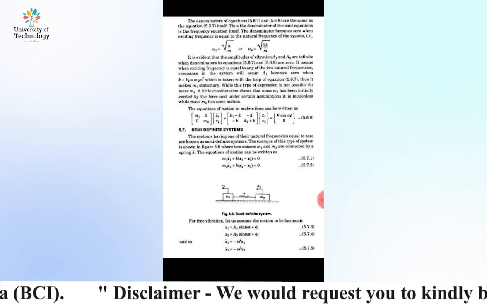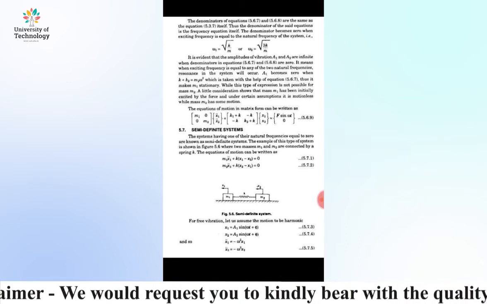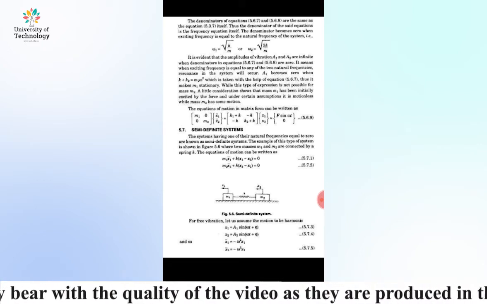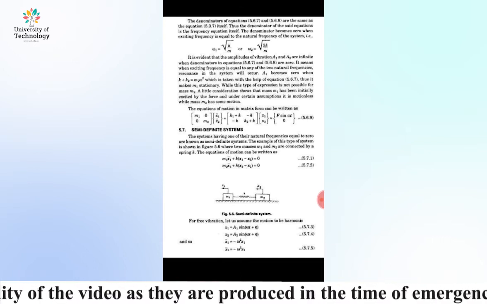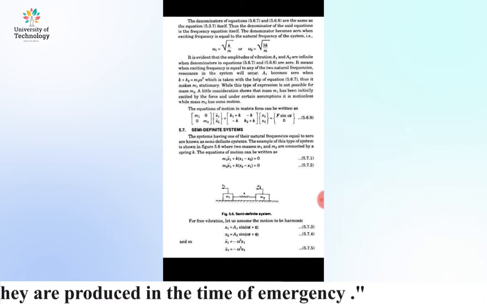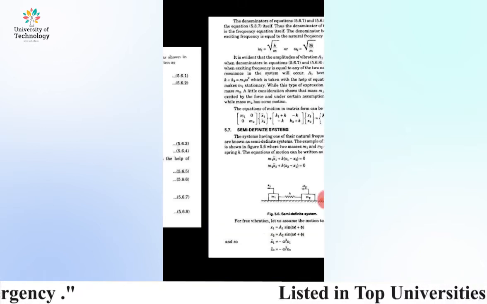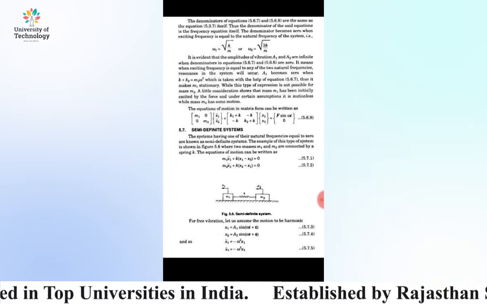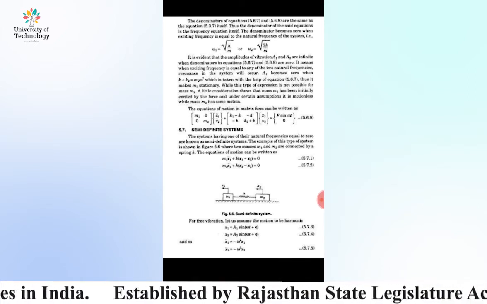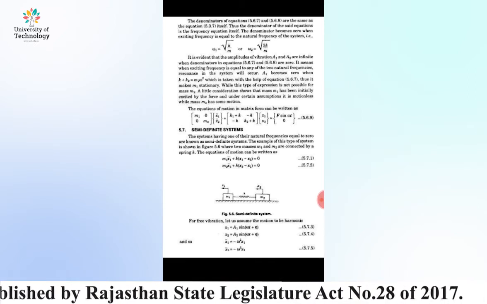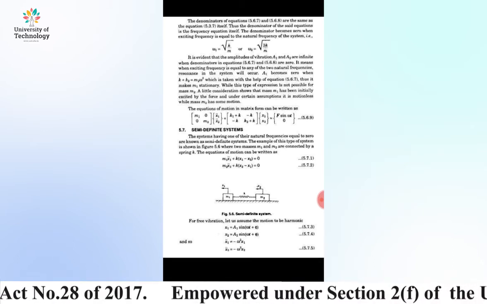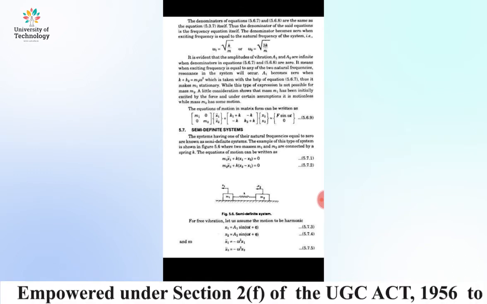It is evident that the amplitudes of vibration a1 and a2 are infinite when the denominators in equations 5.6.7 and 5.6.8, that is the a1 and a2 equations, are 0. It means when the exciting frequency is equal to either of the two natural frequencies, resonance in the system will occur.